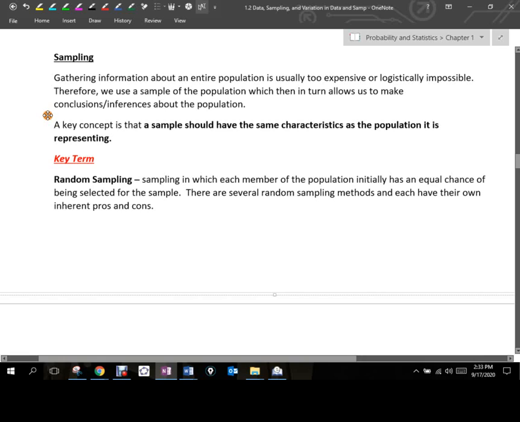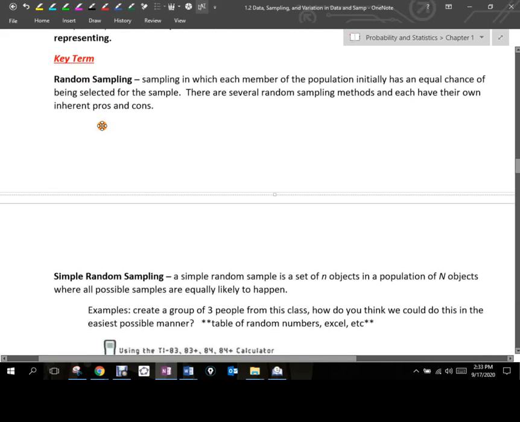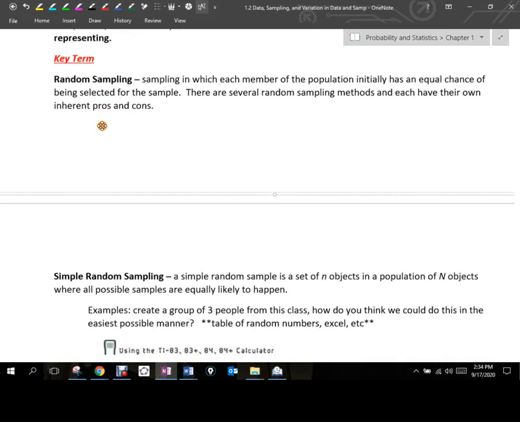So, some key terms in doing this. The first one is random sampling. This is kind of the overall category. When we're making our flow chart, we have random sampling at the top, and then there are going to be versions and types of sampling below it. But random sampling is sampling in which each member of the population has an equal chance of being selected for the sample. Every person in the population has an equal chance of being selected.